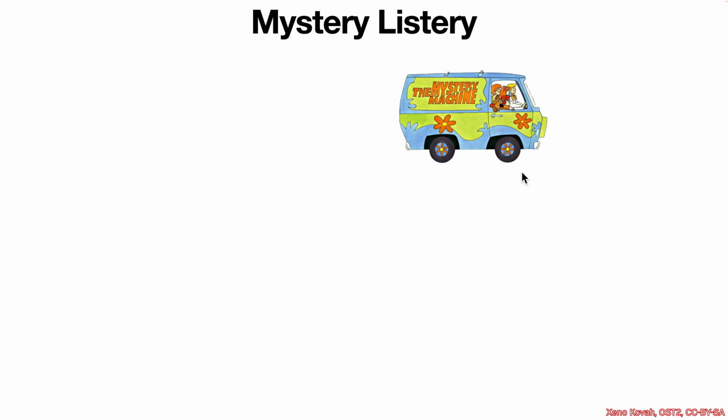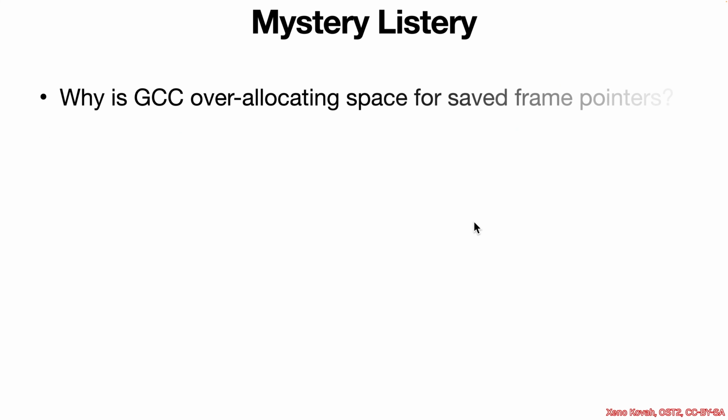And the mystery machine goes rolling by here, and it's going to introduce us to this mystery list of a variety of mysteries that we will come back to later. So that's the first thing in our mystery list. Why is GCC over-allocating space for saved frame pointers? We don't know right now, but we'll come back to it once we learn a little bit more.